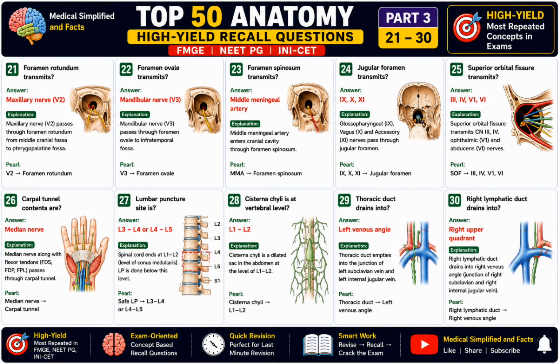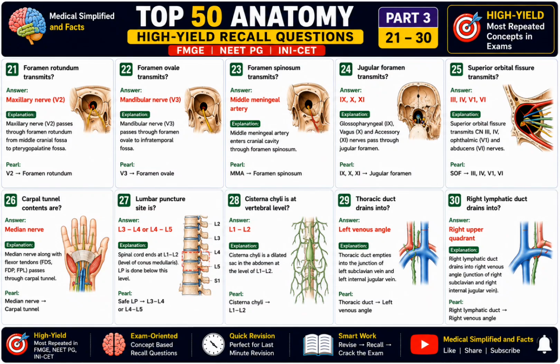Question 28. Cisterna chyli is at which vertebral level? Answer. L1 to L2. It's a dilated sac in the abdomen located at this level. Question 29. The thoracic duct drains into what? Answer. The left venous angle. It empties into the junction of the left subclavian vein and left internal jugular vein.